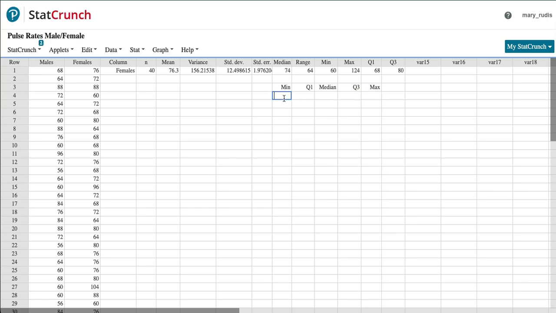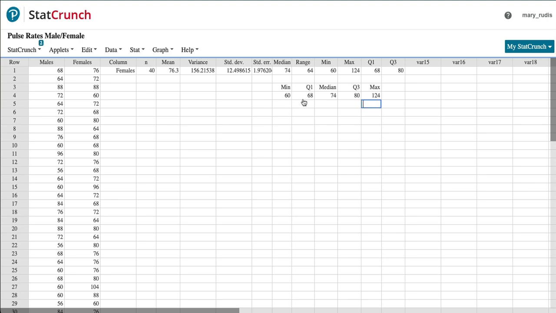So the minimum is 60. Q1 is 68. The median is 74. Q3 is 80. And our maximum was 124. So that's the 5-number summary of our female pulse rates.